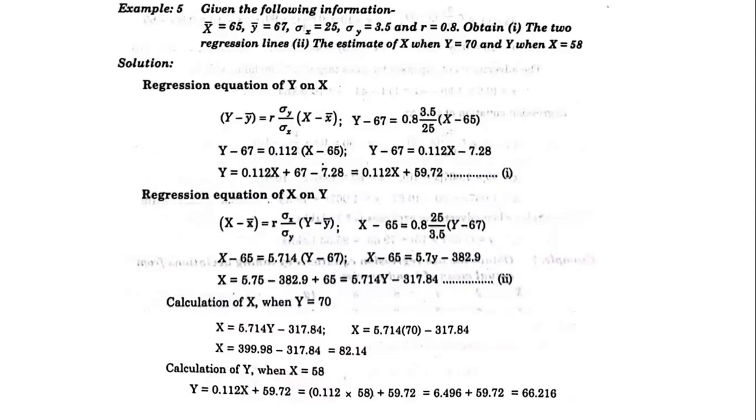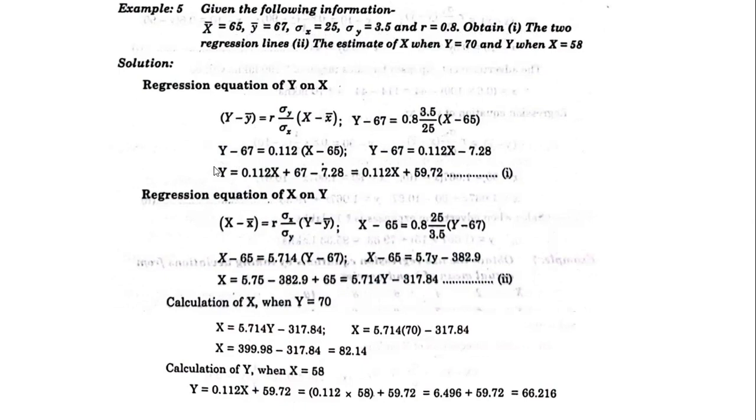So similarly, we have one more problem here. So x bar is equal to 65 given here, y bar is equal to 67, sigma x is 25, sigma y is equal to 3.5, r is equal to 0.8. Obtain two regression lines, that is x on y and y on x, and estimate what will be the value of x when y is equal to 70, estimate y when x is equal to 58. So that you have to find out.